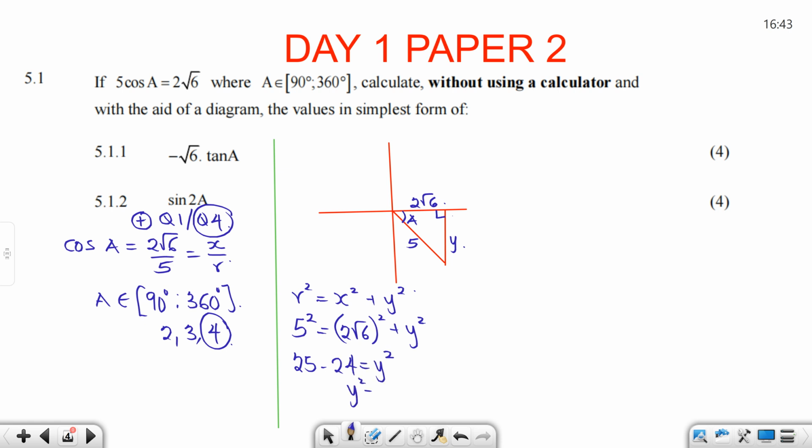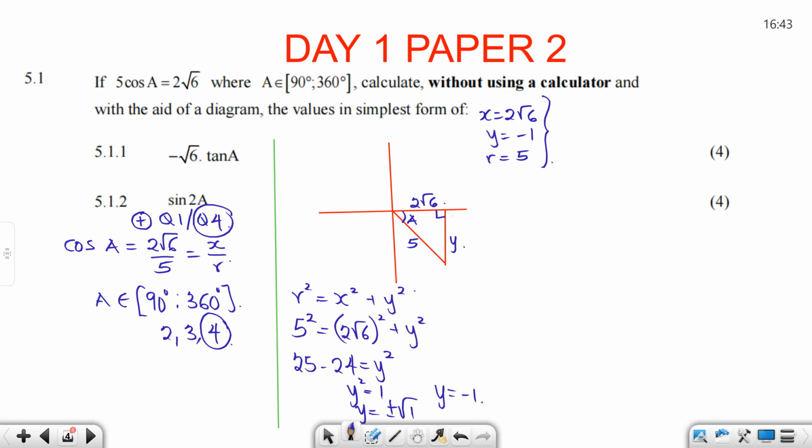Now, Y squared equals to 1. What is Y? Plus or minus. And in this case, is it positive or negative? Negative. Y is negative. And once you have that, you are done. Your X is 2 root 6. Your Y is negative 1. And your R is positive 5. Those are the 3 things that you need.